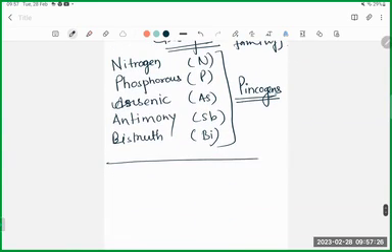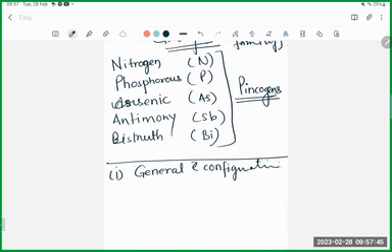So first we will learn the general properties. After that, we will pick one element and study it in detail. So for general properties, I would discuss first the general electronic configuration. Always the first property starts with the general electronic configuration.